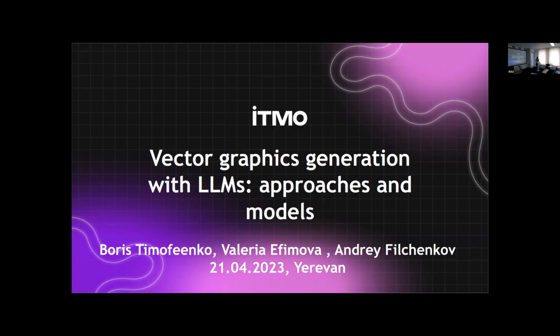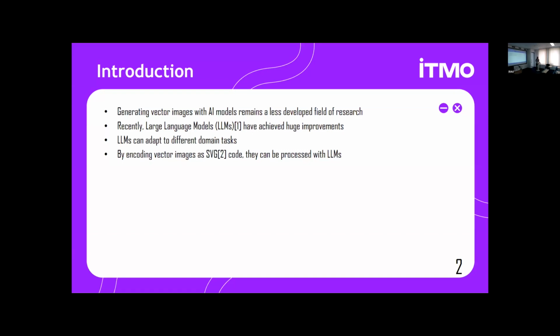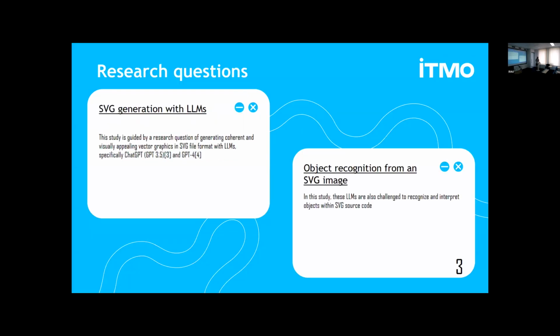Today, I'm presenting a research about vector graphics generation with large language models. Generating vector images with AI models remains an underdeveloped field of research. Recently, large language models have made huge improvements in different domain tasks. And the idea is that by encoding vector images as SVG source code, they can be processed by LLMs.